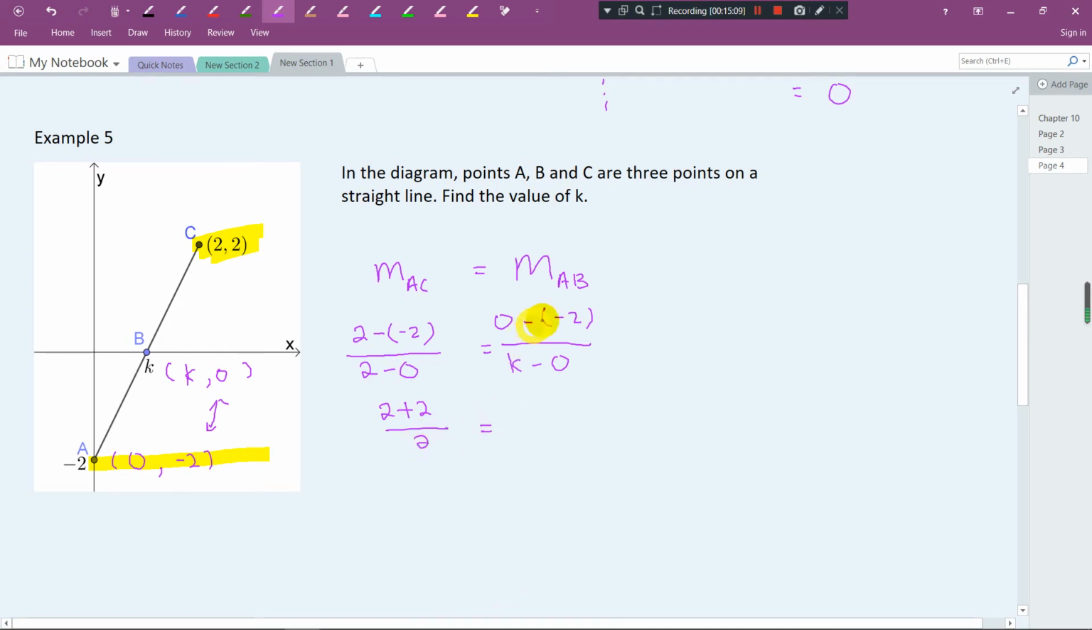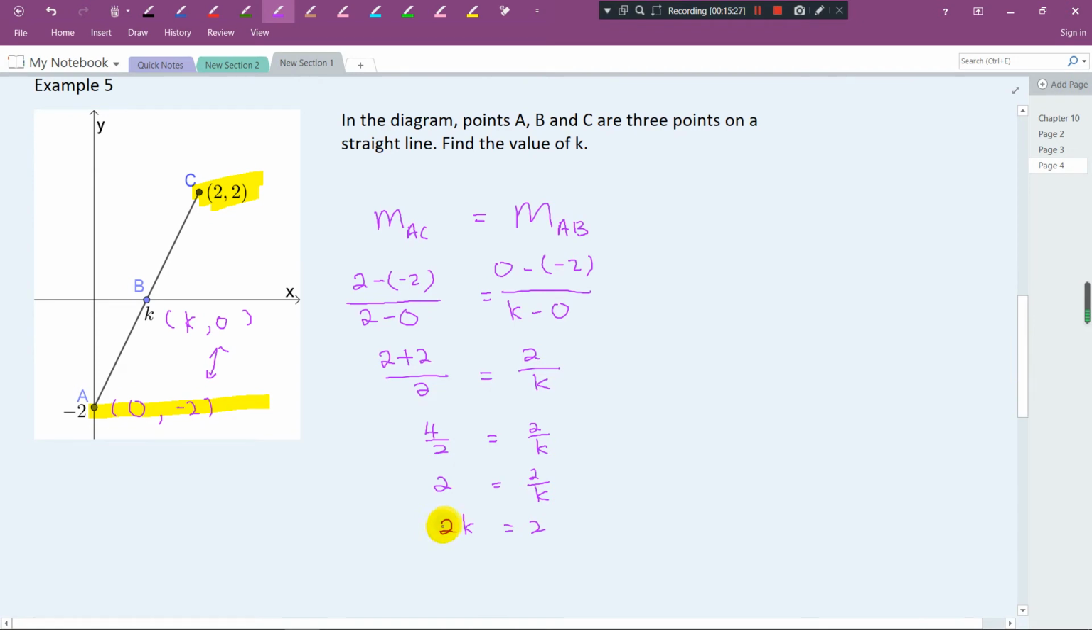Same thing here, negative negative positive. Okay, this is 4 over 2. This is 2 over k. 4 over 2 will give you 2. It's 2 over k. K, you move up here, divide, move up here, become multiply. And the 2 multiply, bring down, become divide. K is equal to 1.